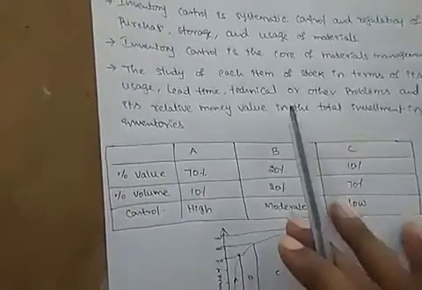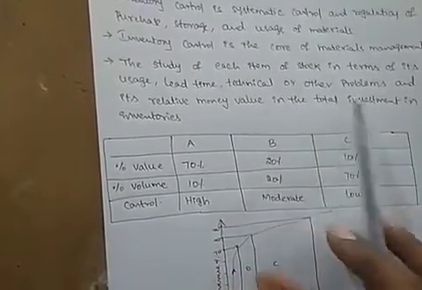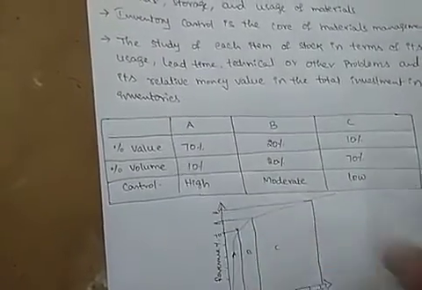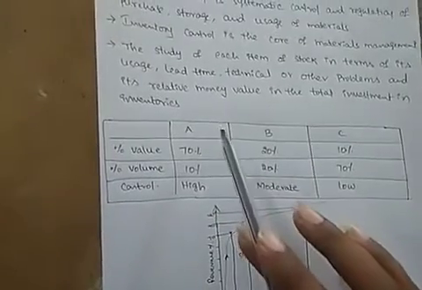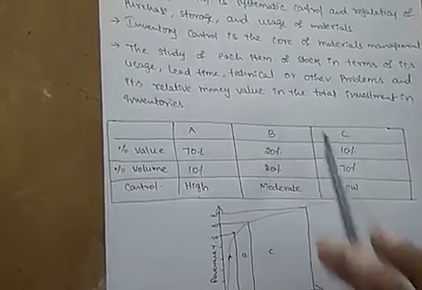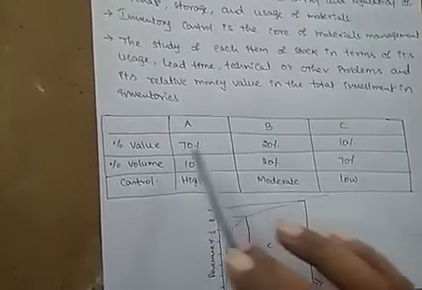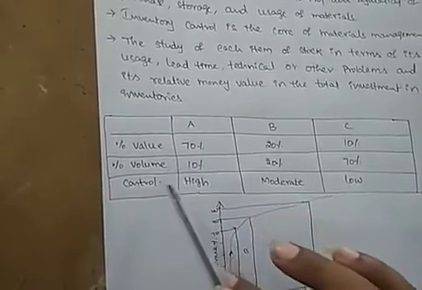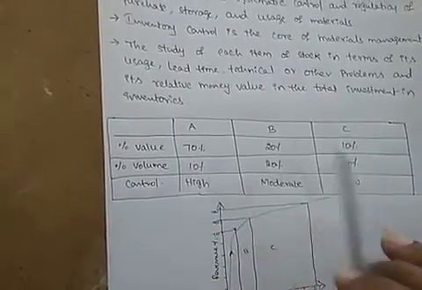Out of this, how we utilize the total amount is mentioned in tabular form. In the tabular form, we have taken the three categories of materials, that is A category items, B category items, and C category items. Here I have taken the value and volume as well as the control. So here three categories are there.